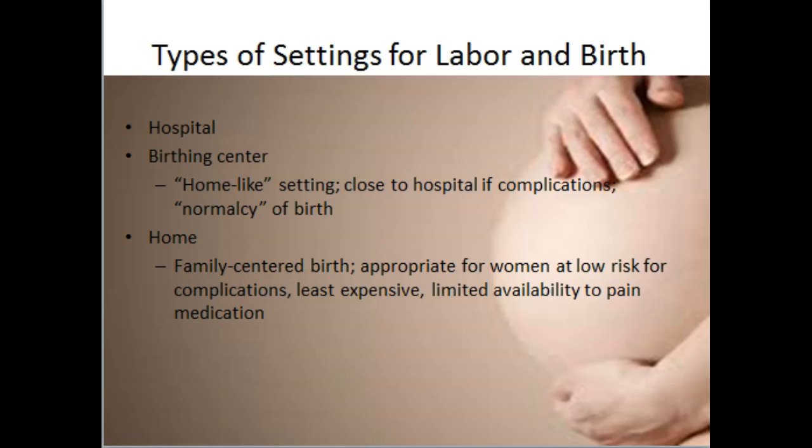This slide goes over the different types of settings for labor and birth. Really, there are three main. You can have a hospital birth, or a birthing center, which is a home-like setting close to a hospital if complications arise. Usually, a lot of your midwives run their birthing centers, and if you are a low-risk patient, you can go to a midwife and deliver at a birthing center. Or you can deliver at home.